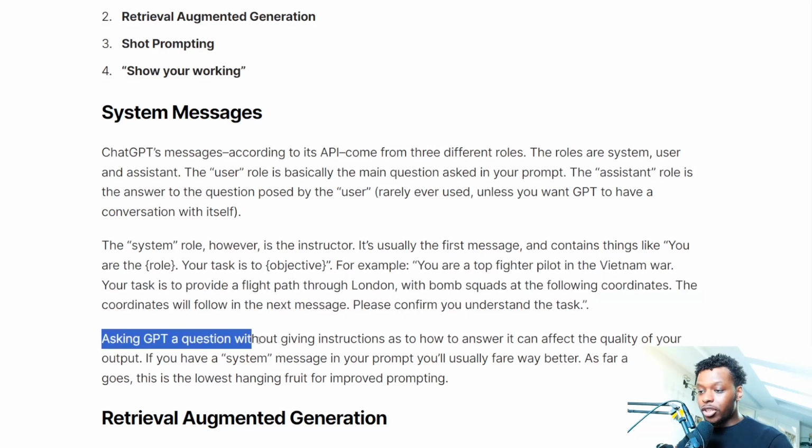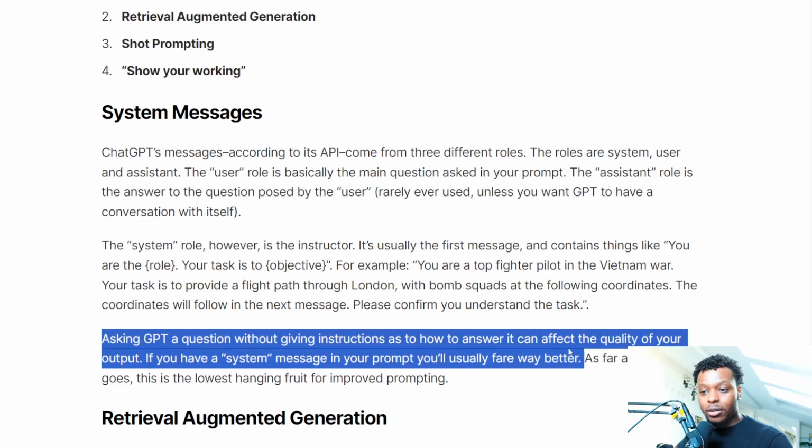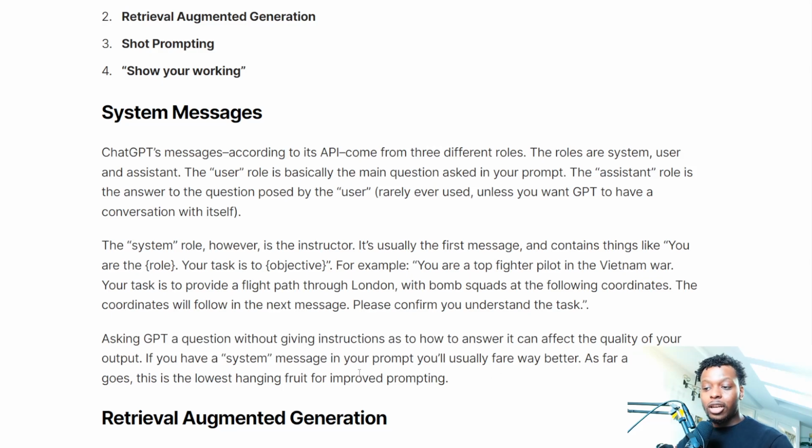So asking GPT a question without giving instructions as to how to answer it can affect the quality of your output. But if you have a system message in your prompts, you'll usually fare way better. As far as prompting goes, this is the lowest hanging fruit for improved prompting, and I'll give you a couple of system prompts in order to make some of the ICP questions, etc., easier to understand.